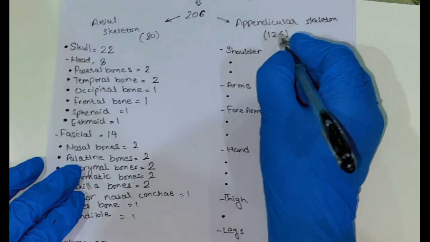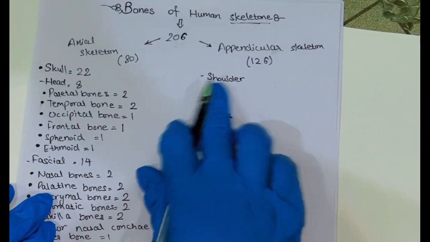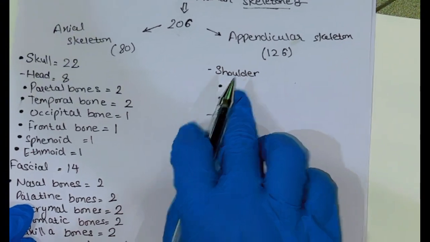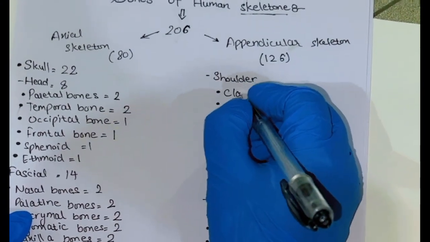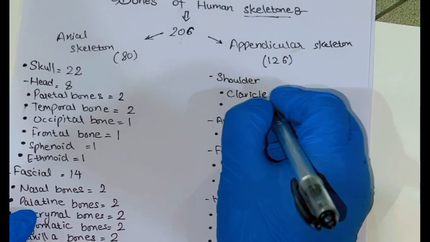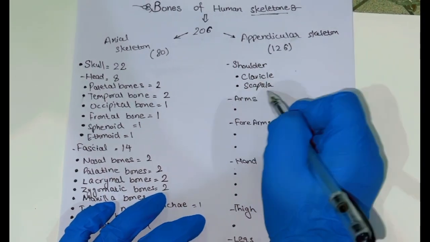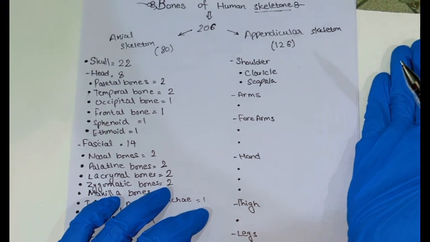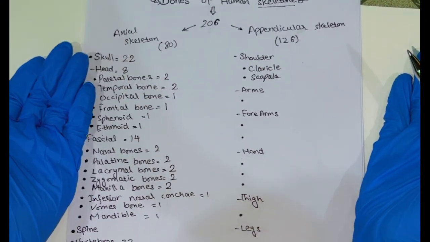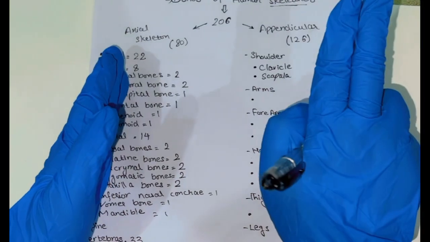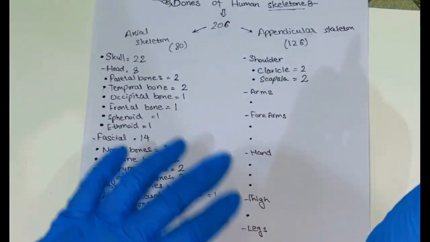Next is the appendicular skeleton. There are 126 bones in the appendicular skeleton. So first is the shoulder. The shoulder has the clavicle and scapula. So there are 2 clavicles and 2 scapulae, one on the right side and one on the left side. In whole we have 2 clavicles and 2 scapulae.